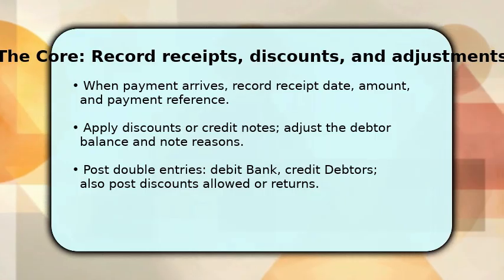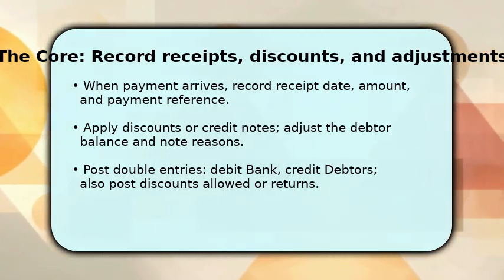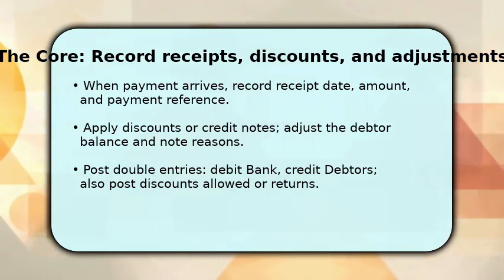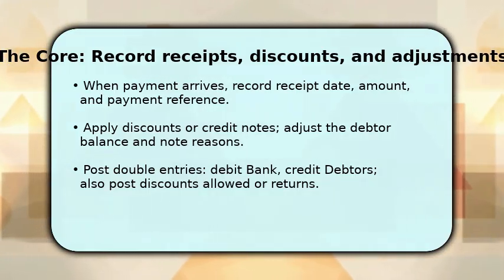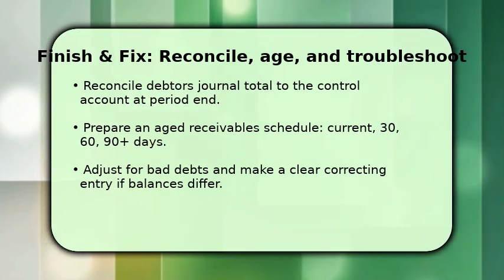Once posted, cross-check totals so individual customer ledgers match the journal. Finish by reconciling the journal to the debtors control account in the general ledger. Compare totals and explain any variance.